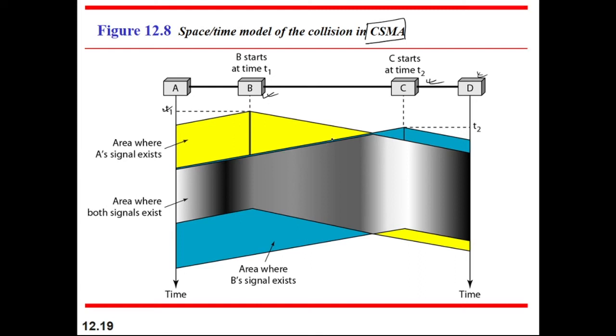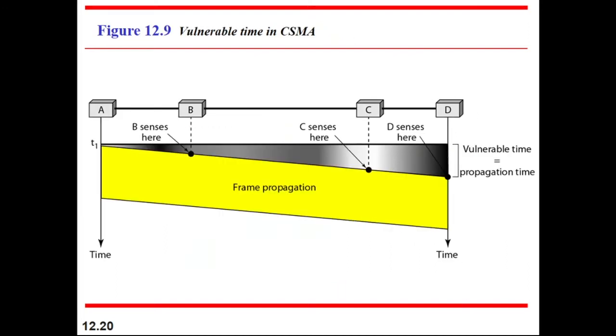So the question is how we can avoid this type of situation. That is carrier sense multiple access. That means you have to check the transmission line for whether there is any carrier or not. That's why it is called carrier sense: you have to sense whether the carrier is present or not. So this is the vulnerable time in CSMA.